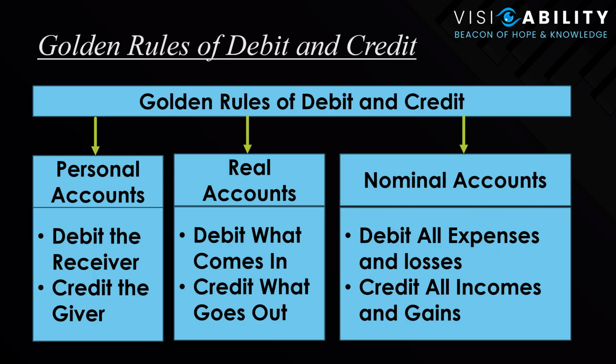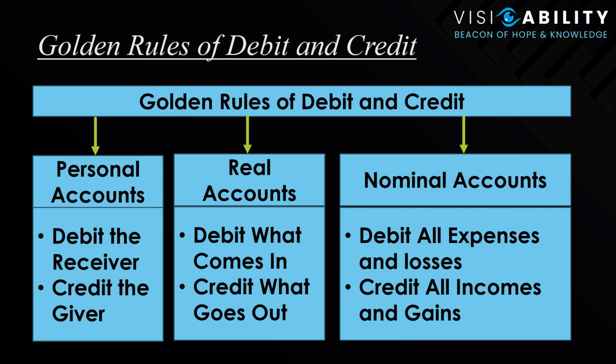Coming to the most important part of today's video, that's the golden rules of debit and credit. Golden rules of debit and credit could be termed for all the three types of accounts, that's the personal, the real and the nominal. Now, when we talk about personal accounts, the first rule is debit the receiver, credit the giver. I repeat, debit the receiver, credit the giver. Now, what do we mean by this?